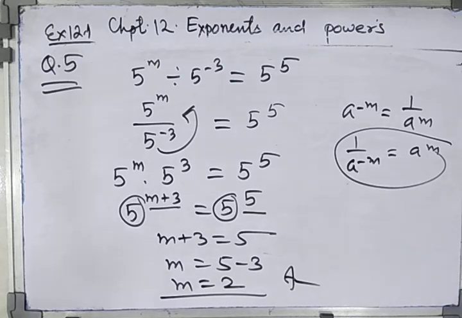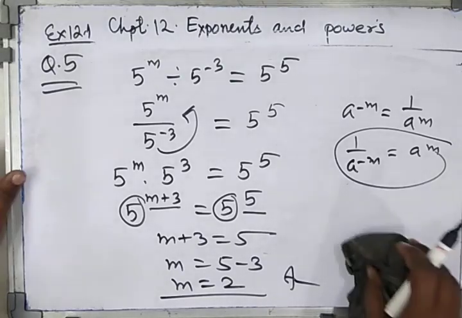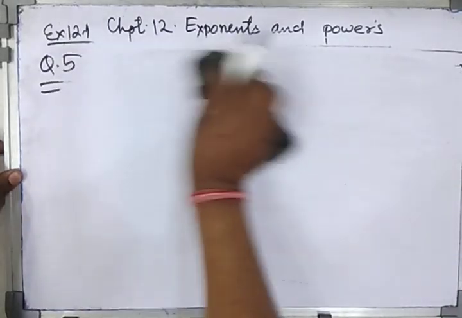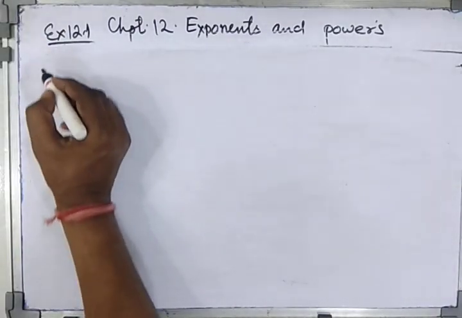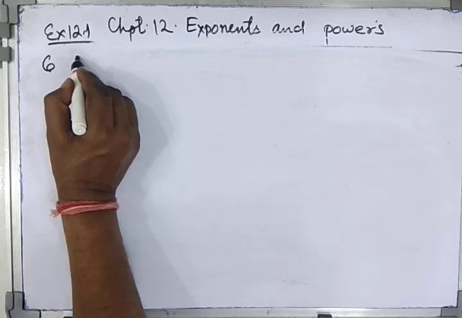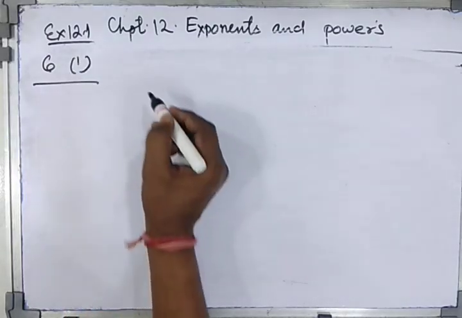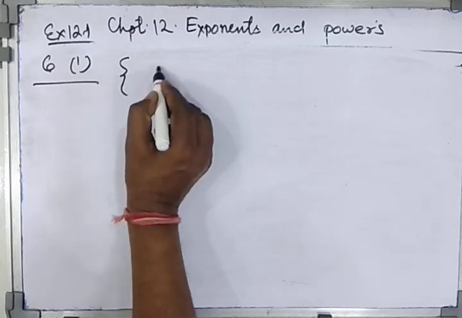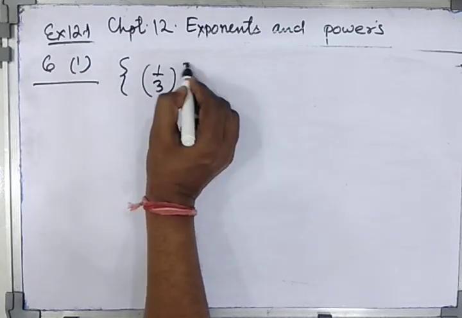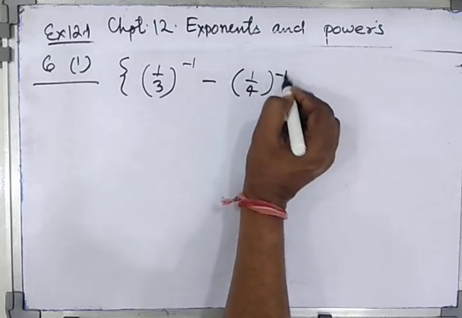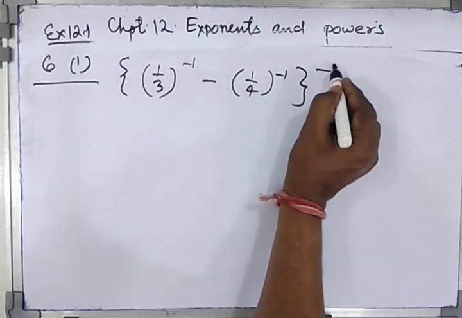Next, students, question number 6, first one. (1 by 3 raised to minus 1 minus 1 by 4 raised to minus 1) whole raised to minus 1.